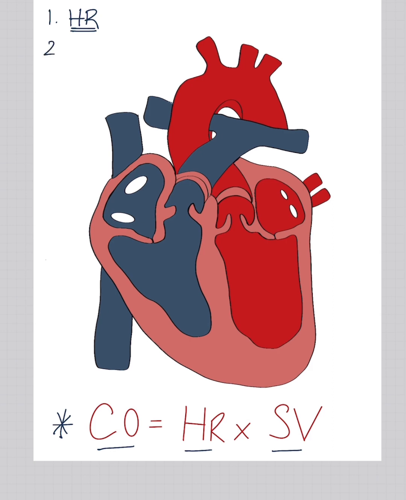The next thing you're going to need is blood. You have to have blood, a decent amount of it, to pump and perfuse the body. So that's your stroke volume, your volume of blood pumping through the heart. So if it's too low or too high, it's going to affect your cardiac output.